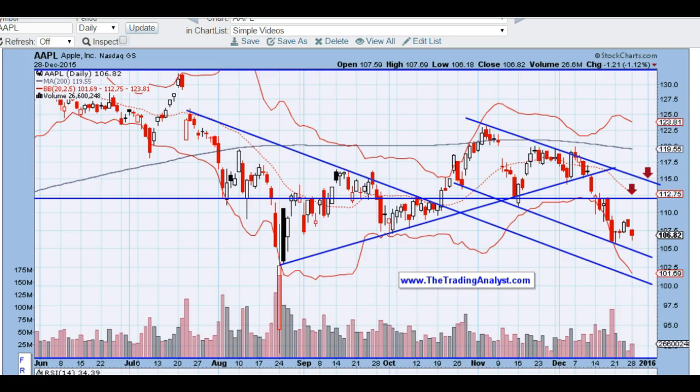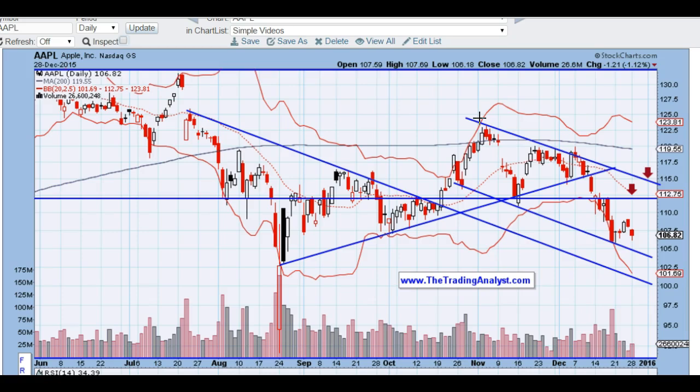Okay, so we're going to get started with the Apple analysis. A couple things I want to look at. We've got a channel here. We've got almost two channels possibly. The upper channel line right here is right around 114 at the moment.